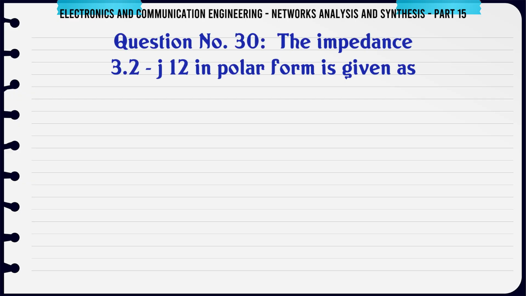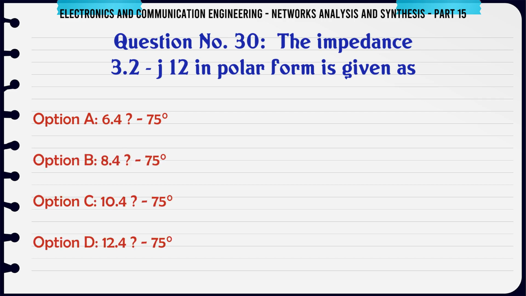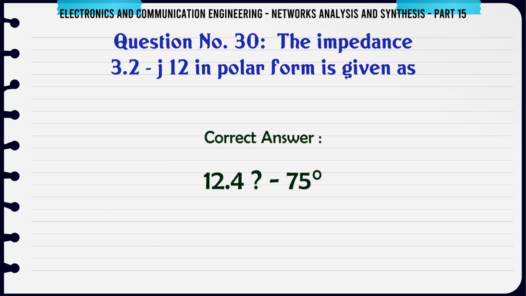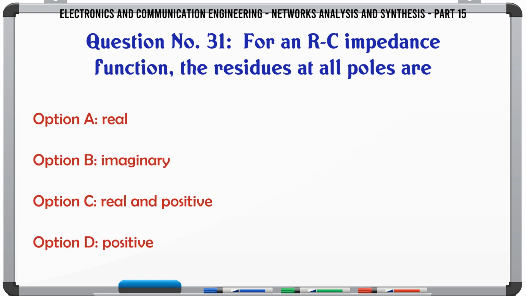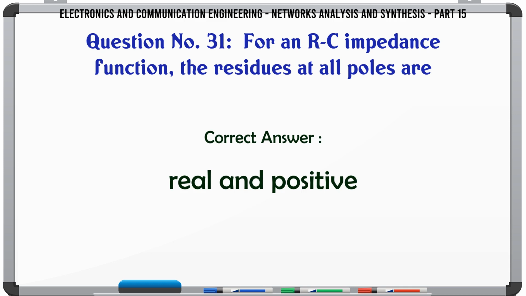The impedance 3 plus j12 in polar form is given as A. 6.475, B. 8.475, C. 10.475, D. 12.475. The correct answer is 12.475. For an RC impedance function, the residues at all poles are A. real, B. imaginary, C. real and positive, D. positive. The correct answer is real and positive.